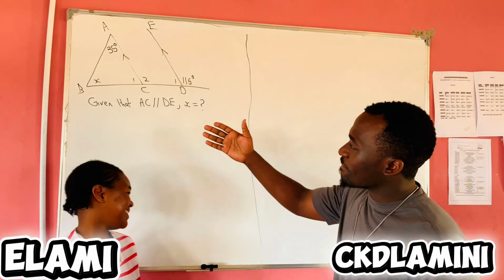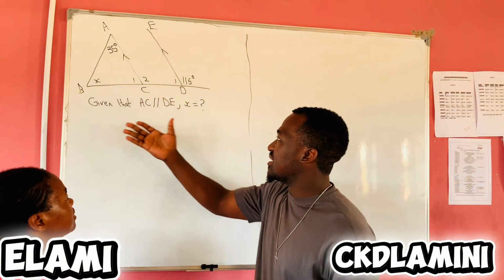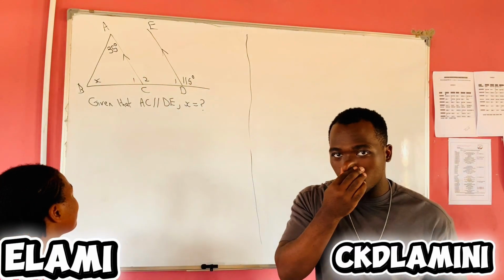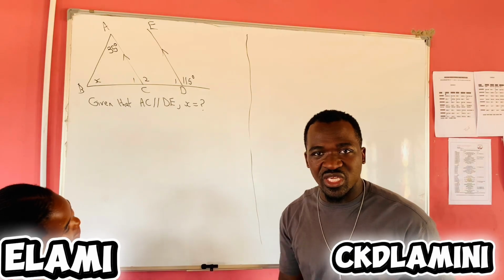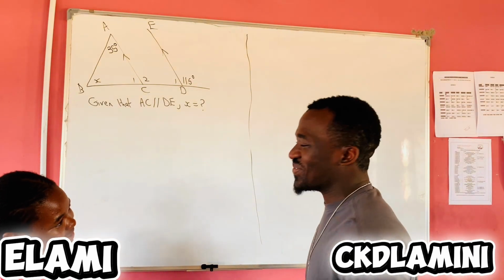As you can simply see here, the statement is telling us that we're given that AC is parallel to DE. And on the diagram, we can also see those two parallel lines. So AC is parallel to DE, and we are looking for X. Now I'll give it to Elamine so that we check what it is.